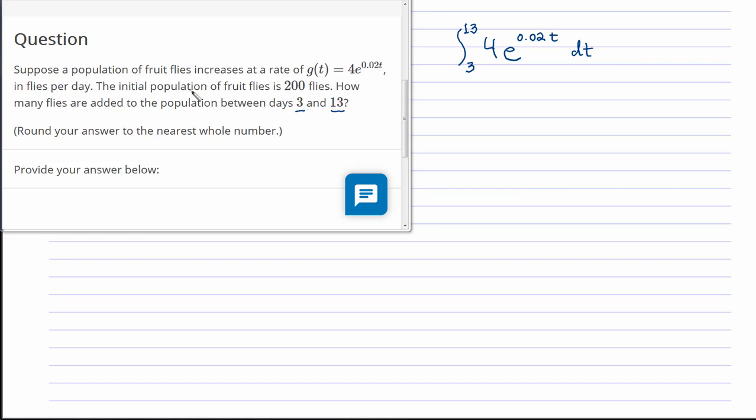The rate of change theorem, or sorry, the net change theorem doesn't say you have to know the initial population. So the way we're doing this problem, I don't even think we're going to need that 200. Now there are other ways to solve this problem. Some of you might think of a different way, and that different way would actually use the 200. But I think we can actually answer this question without even knowing that 200.